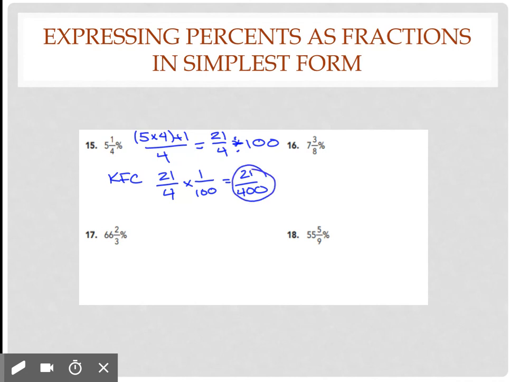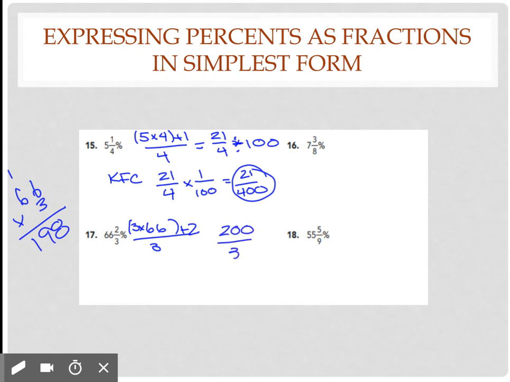Let's do number 17. First, change it to an improper fraction. So I'm doing 3 times 66 plus 2, and I'm keeping it over 3. 66 times 3 is 198, plus 2 would be 200 over 3.